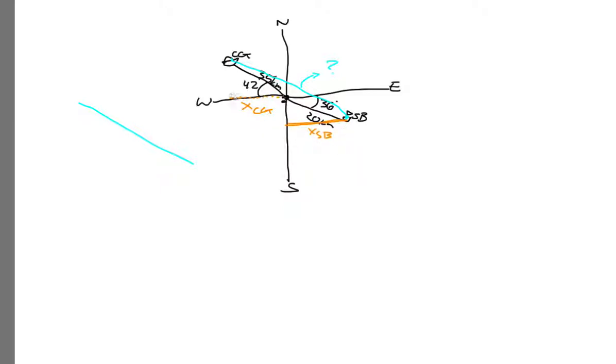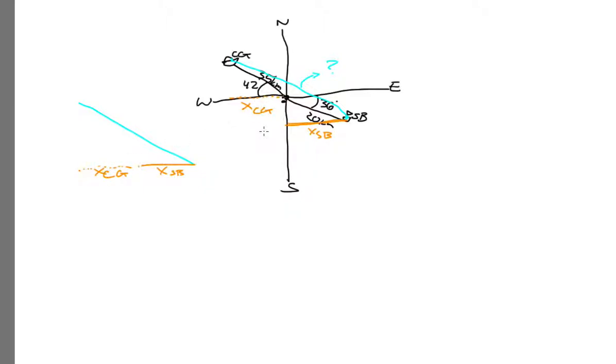Okay. Now I'm going to argue right now that this x and that x will equal a straight line that looks like this. So that's the x of the sailboat. And this dotted line right here is the x of the Coast Guard. That's x of the Coast Guard.